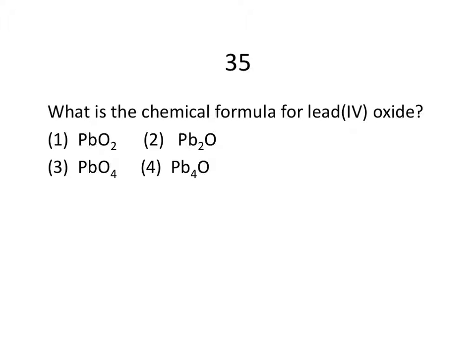So in this one, we are looking to see how to write the formula for lead 4 oxide. So let's first write lead, which is Pb. We know the oxide is O. We know oxygen always has a -2 charge. And since this is lead 4, that will make it a +4 charge.